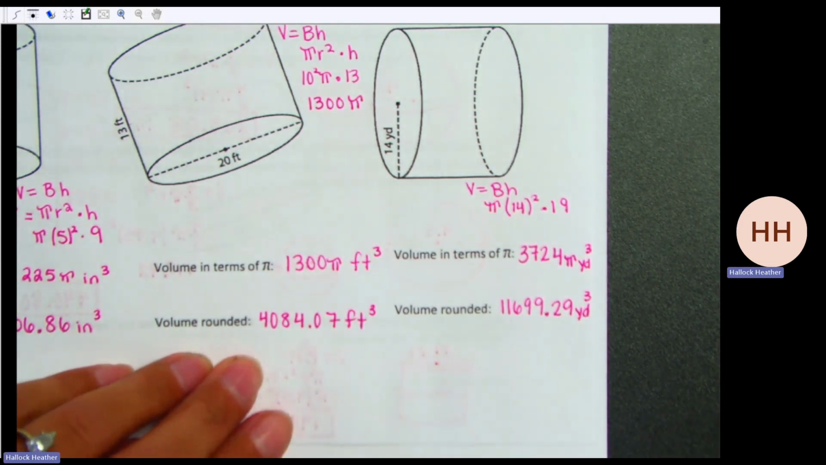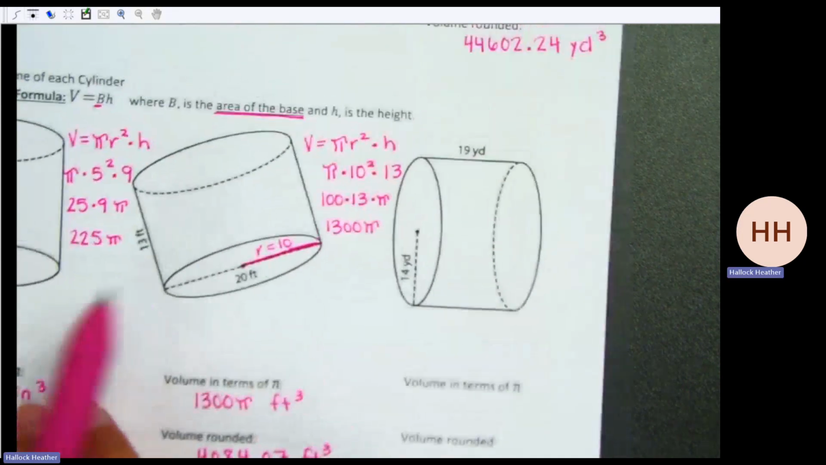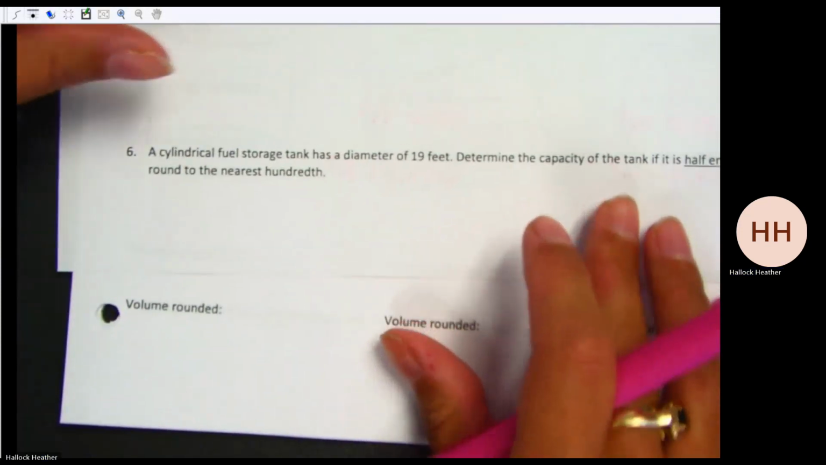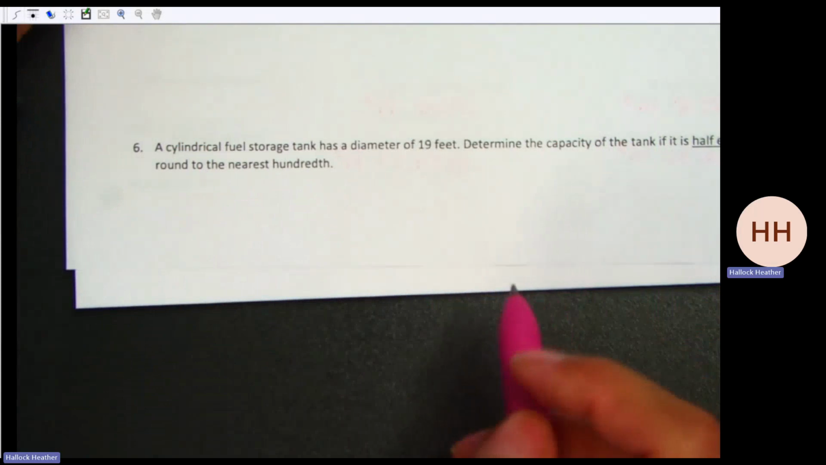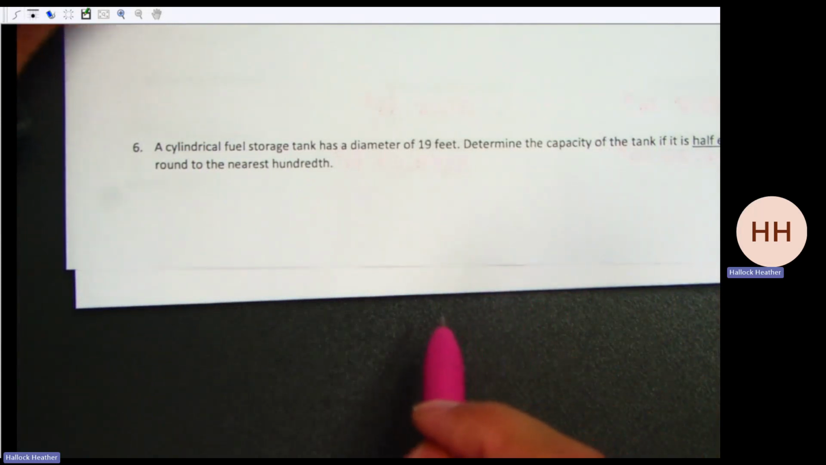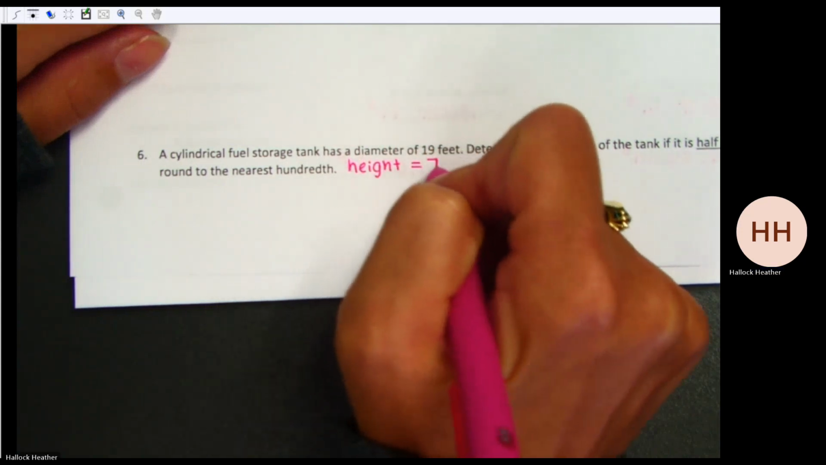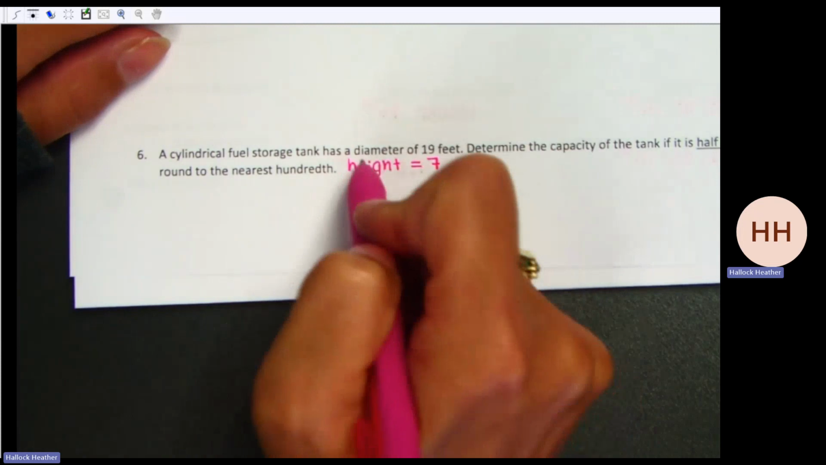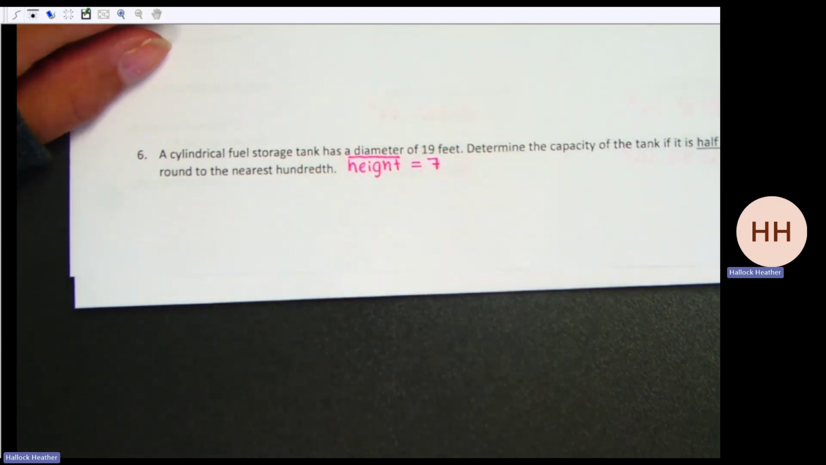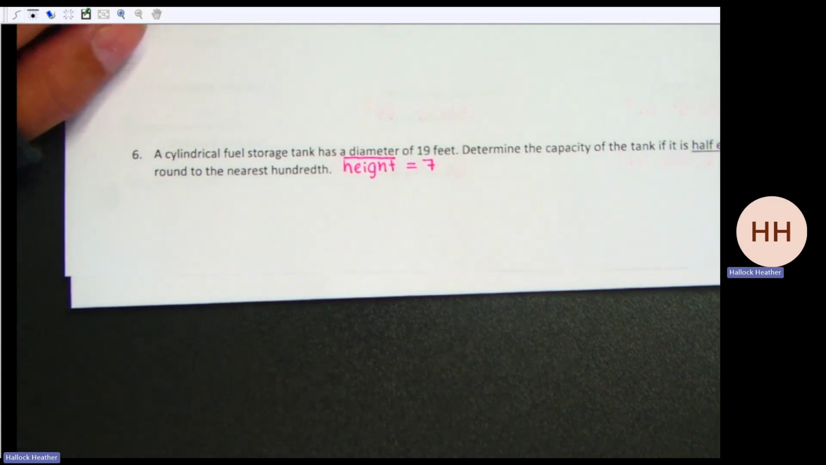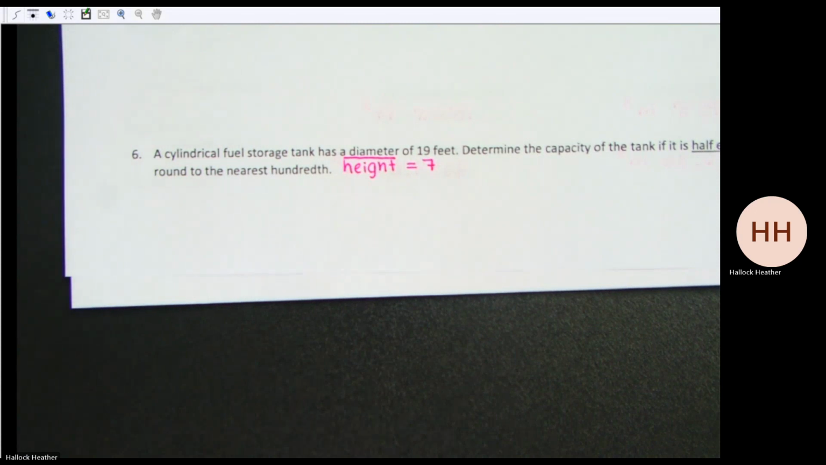Really quick, there is an error on this sheet. There is an error on number 6. Number 6, I forgot to put the heights on the sheet. So the height is equal to 7. And remember, look out for the word diameter. Diameter is the whole length. You need to cut it in half, okay? So you have a couple problems on the back. So you can work on this or you can work on your test.